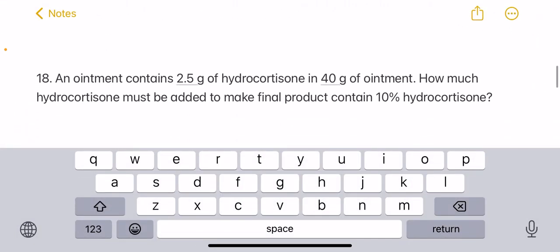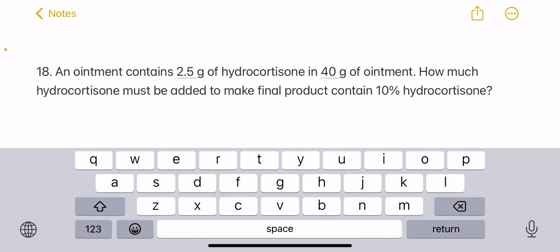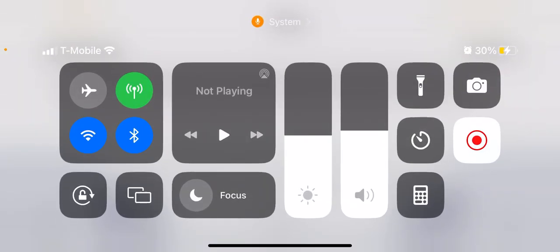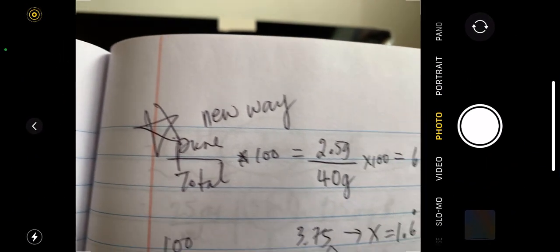Next question. An ointment contains 2 grams of hydrocortisone in 40 grams of ointment. How much hydrocortisone must be added to make final product contain 10% hydrocortisone? This question is similar to the above question, but slightly different.